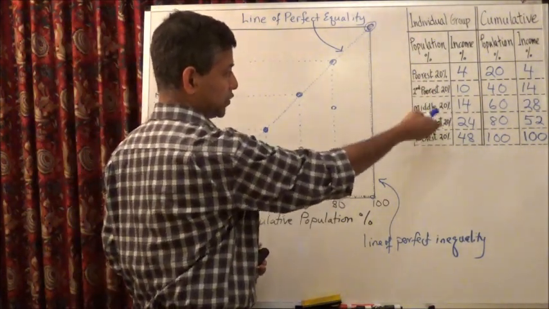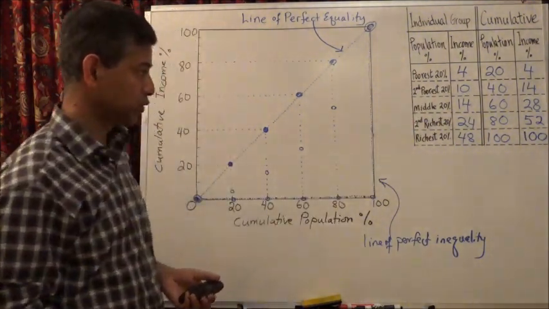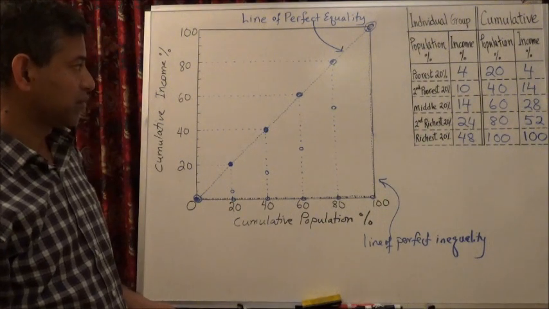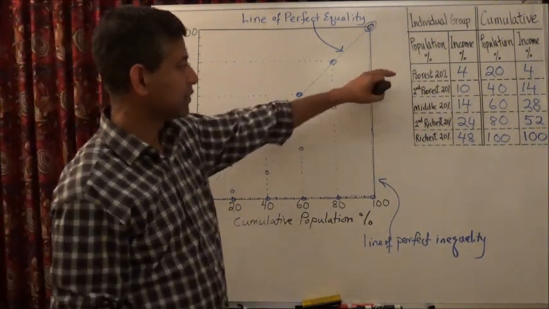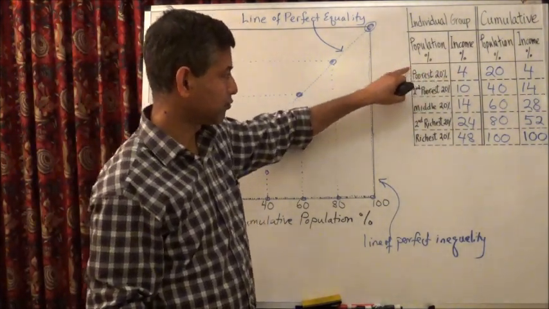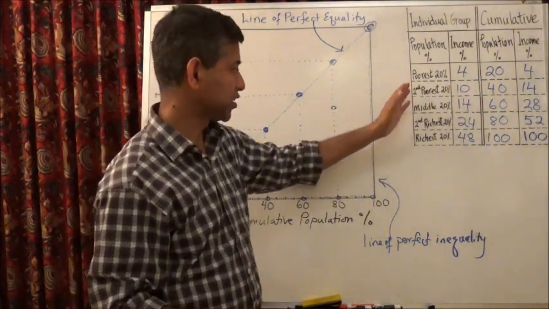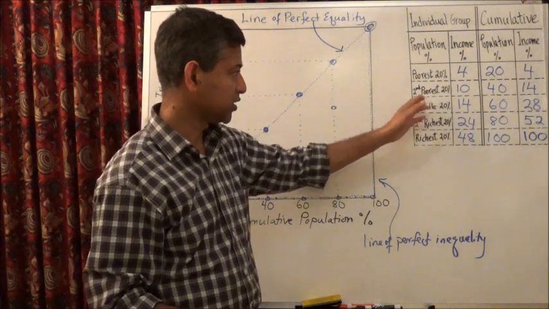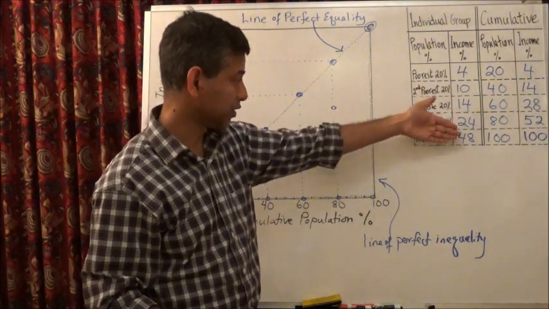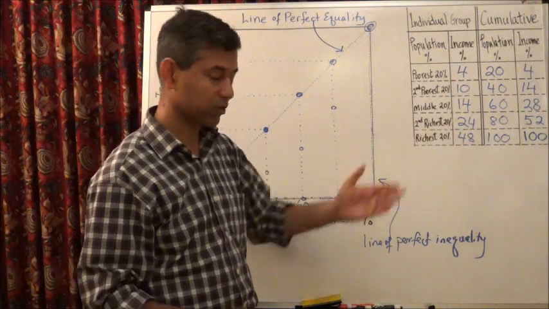Similarly, we don't have any further details about how income is distributed within any of these individual groups. In the absence of that kind of detailed data, we will simply assume, for simplicity, that the 4% income shared by this poorest group is shared equally. And this 10% income that's shared by the second 20% is shared equally among the people in the second group. Similarly, the 14% shared equally, the 24% shared equally, and the 48% shared equally.